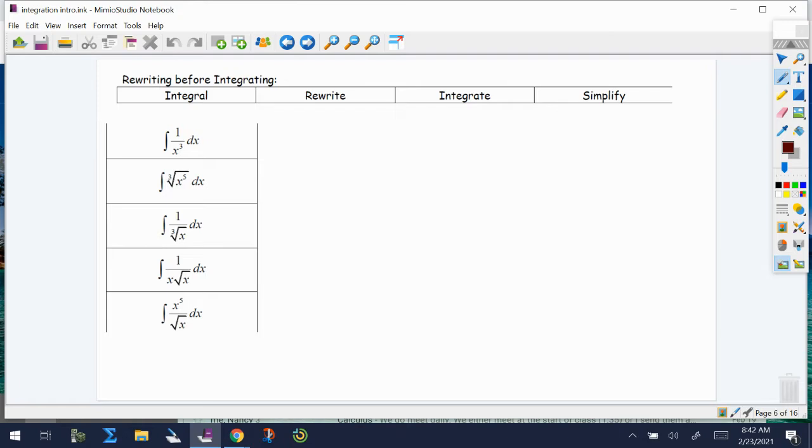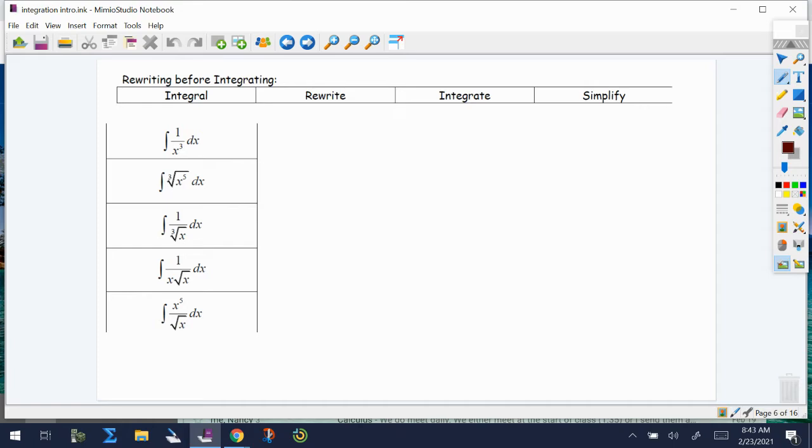So I want to take you through ones that are very similar to what I did the first day that we learned how to derive, which is looking at ones that have to be rewritten so that we can see how we use that power rule for integration, integrate it, and then see if there's any simplifying necessary at the end. So the rewriting that you're going to notice is going to be a lot of negative exponents, a lot of rewriting radicals, and a lot of exponent rules.